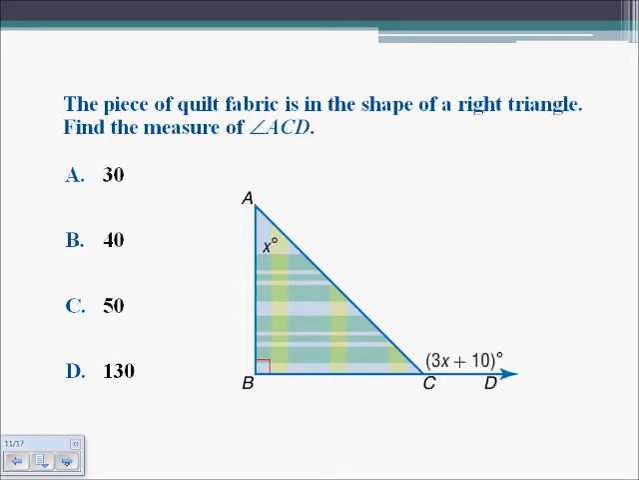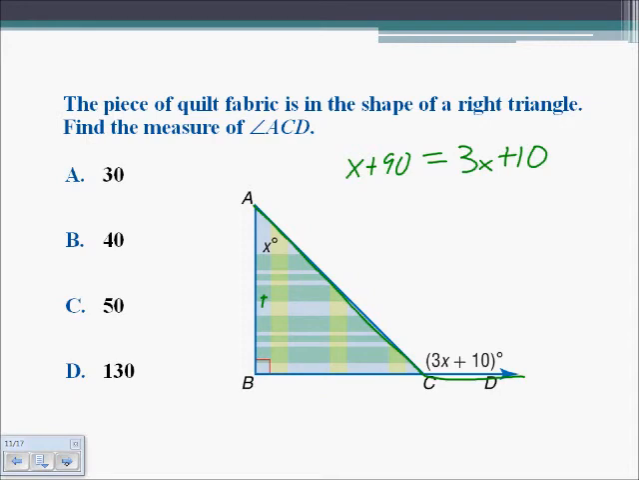Okay, next problem. It says the piece of quilt fabric is in the shape of a right triangle. Find the measure of ACD. So again, similar ideas here. The exterior angle is equal to the sum of the inside two. So we have x plus 90, because that's a right angle. X plus 90 is equal to 3x plus 10.